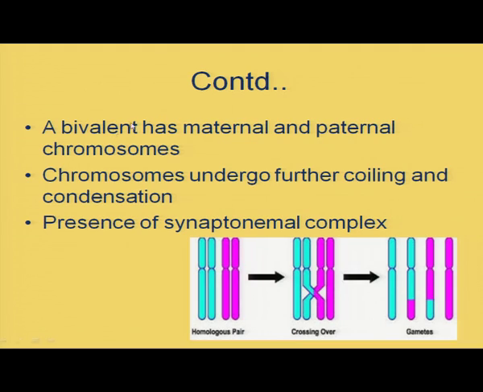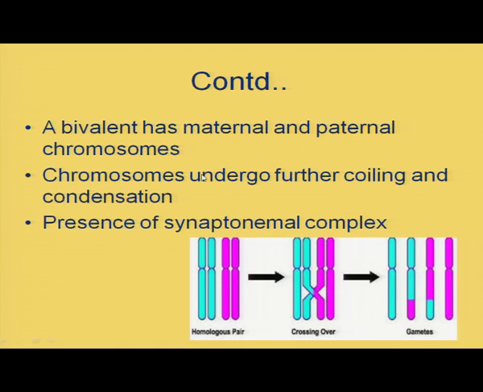Now, coming to this one, in a bivalent, you can see one chromosome is coming from the male gamete, that is known as paternal chromosome, and one from the female gamete contributed by the female parent. So, that is known as maternal chromosome. So, one is maternal and other is paternal. Paternal refers to father, contributed by the father, and the chromosomes contributed by the mother, maternal chromosomes. So, a bivalent has a maternal chromosome and a paternal chromosome.